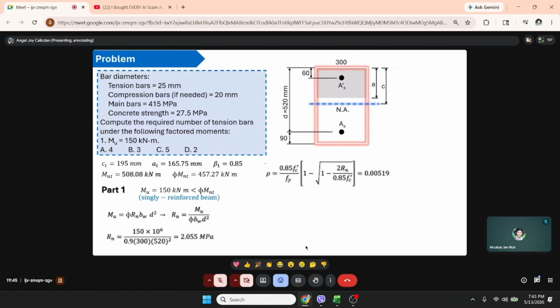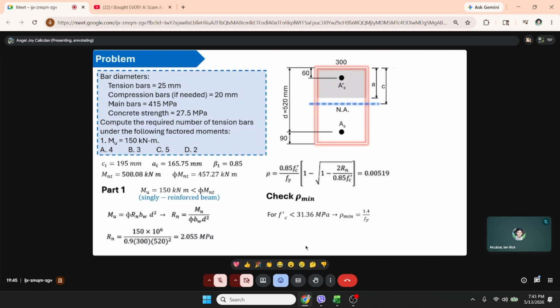And we'll use this formula of the actual rho ratio. Substituting Fc prime, Fy, Rn, and again Fc prime. We have actual rho ratio of 0.00519. But mag-check ta sa minimum na rho.